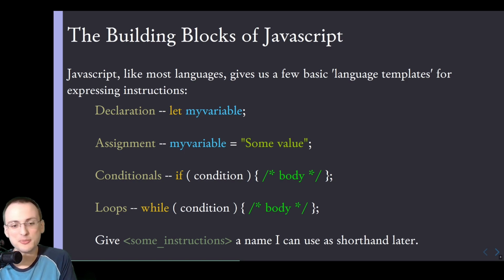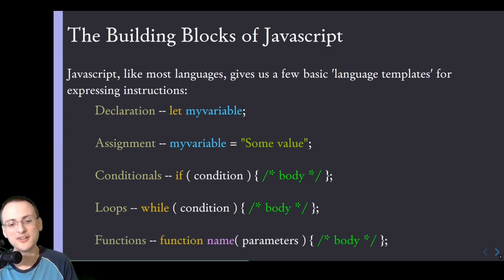Finally, in JavaScript, we've got the ability to say this block of instructions that I've created, I want to give it a name so I can refer to it by that shorthand later. That is a function. These are the basic tools that we've got in the language.